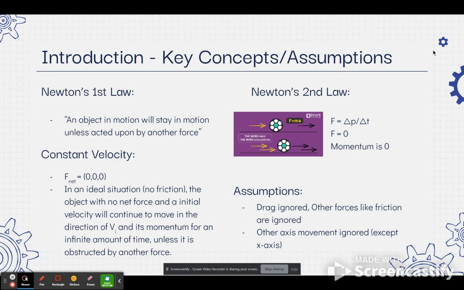The second law states that force is equal to mass times acceleration, or force is equal to the change in p, which is momentum, over change in time. But in this case, force is zero, so the change in momentum is zero. For assumptions, drag and other forces like friction are ignored, and we are only looking at the x-axis, so y-axis and other axis movement are also ignored.